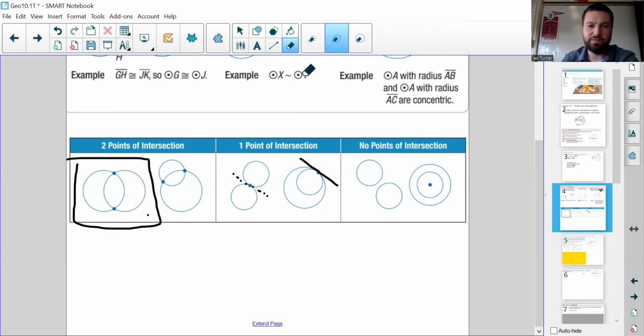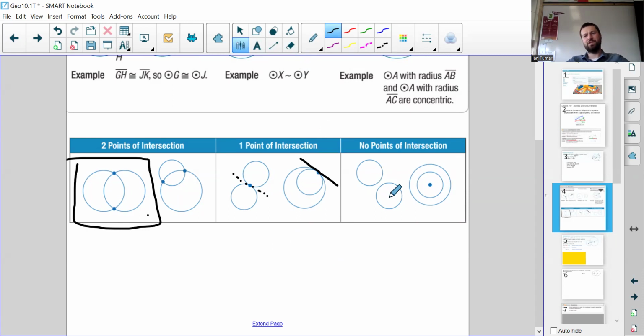And then we got no points of intersection. Here's our concentric circle over here, one within the other. And then you just got two circles that have nothing to do with each other. See ya, buddy. Okay, so we got that. Cool.